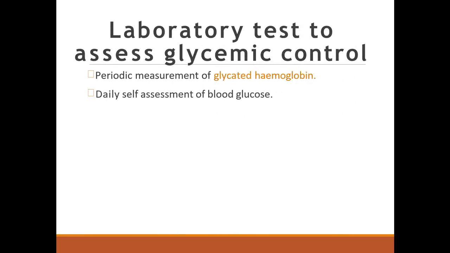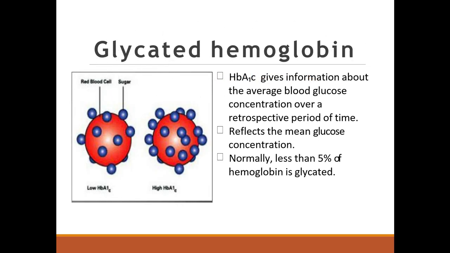Laboratory tests to assess glycemic control, like periodic measurement of glycated hemoglobin and daily self-assessment of blood glucose. Glycated hemoglobin, HbA1c, gives information about average blood glucose concentration over a retrospective period of time. It reflects the mean glucose concentration. Normally less than 5% of hemoglobin is glycated.